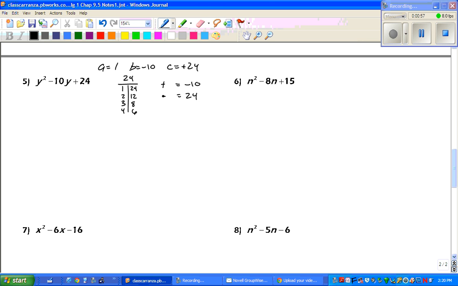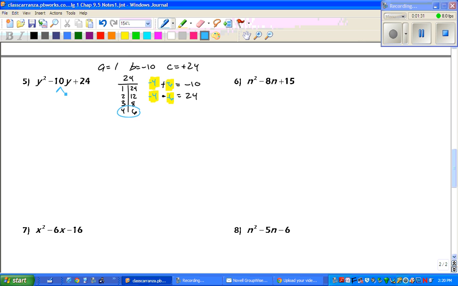So look at all of the factors, and the only combination that I can get to 10 is 4 and 6. But how do 4 and 6 get to negative 10, but multiply to get to a positive? Well, if you multiply two negatives, you get a positive, right? And when you add two negatives, it stays negative.